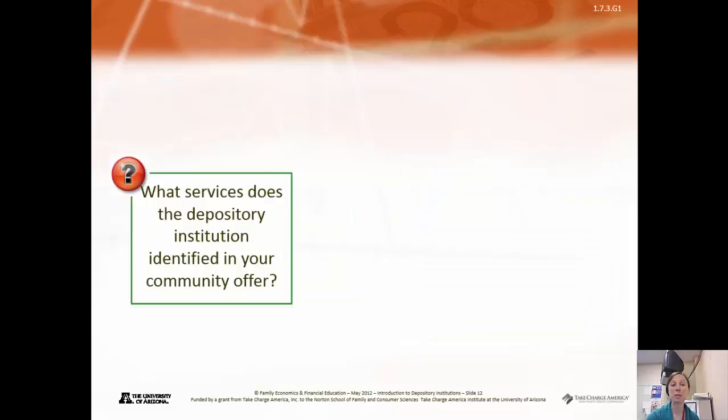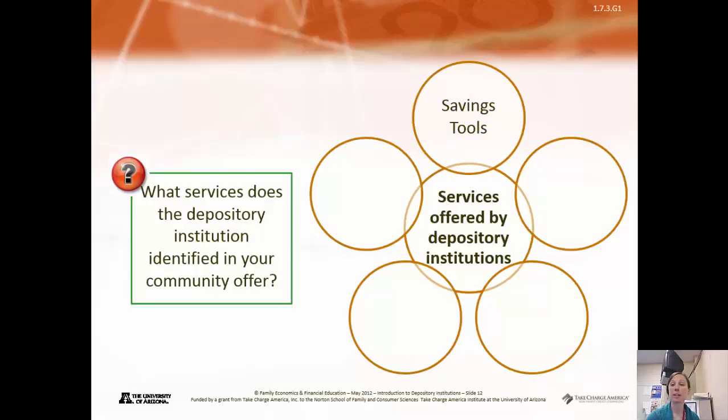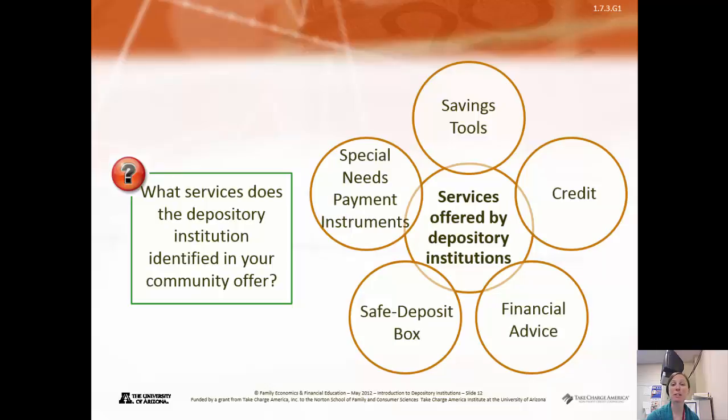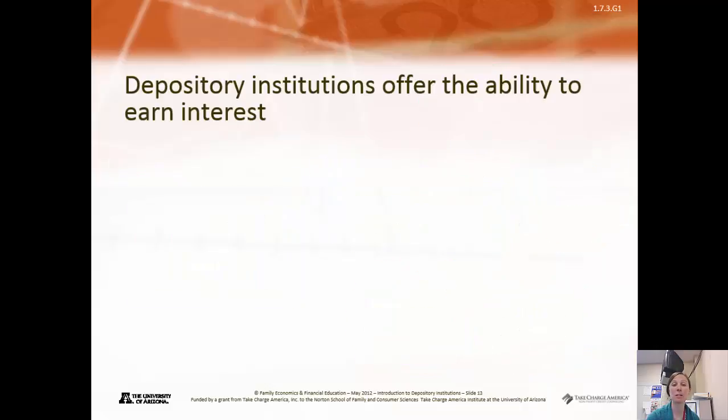What services do banks and credit unions offer? They offer things such as savings tools, credit, financial advice, safe deposit boxes, and special needs payment instruments, and we'll get into each of those next.